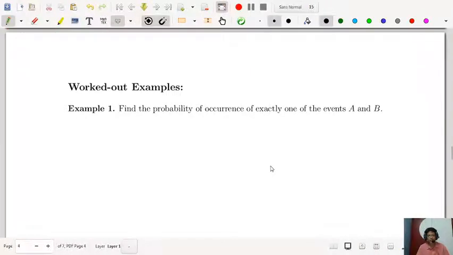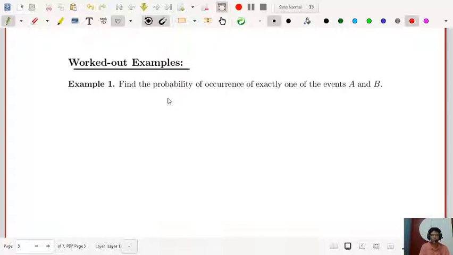Next, let us solve some important worked out examples. First one is: find the probability of occurrence of exactly one of the events A and B. What is the probability of occurrence of exactly one of the events A and B?